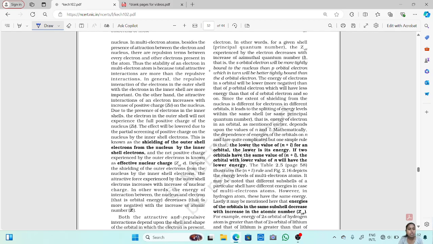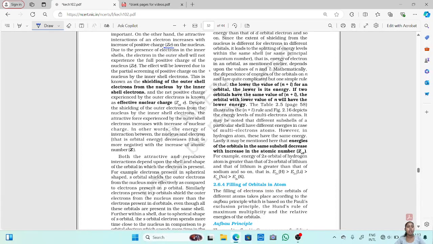So there might be chances of unstable condition, but the stability of the atom is maintained because the attraction between electrons and nucleus is more than the repulsion between the electrons. So the total attractive interaction is more than the repulsive interaction. In general, the repulsive interaction of an electron in the outer shell with the electrons in the inner shell is more important. On the other hand, the attractive interaction of an electron increases with the increase of the positive charge, that is Ze, in the nucleus.